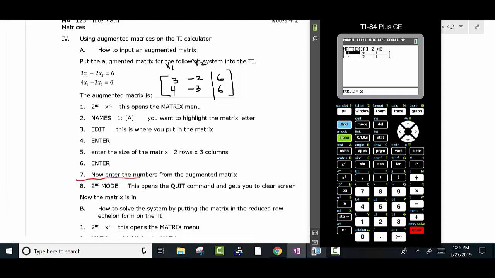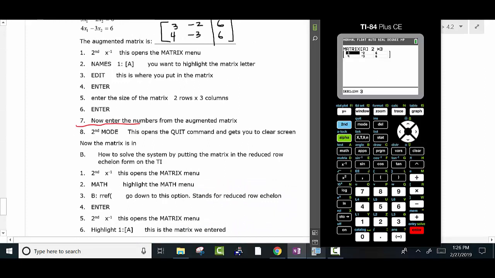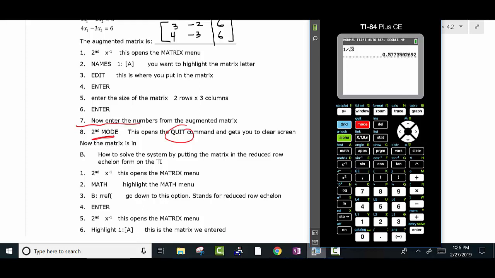Okay, is everybody with me? You getting the numbers in? Okay, is that working? All right. Now that the matrix is in, you want to quit and go to a clear screen. For the quit button, you just go second mode. That takes you to a clear screen, because now we're going to do something with the matrix. All you do at the beginning is put your matrix in.